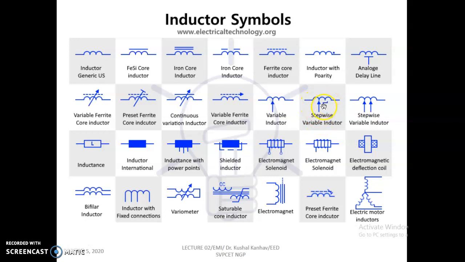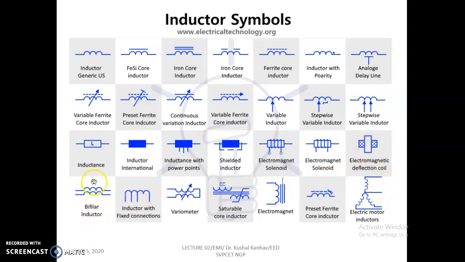This is the symbolic representation of stepwise variable inductor. This is again one more symbol of stepwise variable inductor. Then this is an inductance, a rectangular square. Then inductor, international symbol of inductor. Inductance with power points. These are the 3 points. Shielded inductor, electromagnet solenoid, again the symbol of electromagnet solenoid, electromagnetic deflection coil.